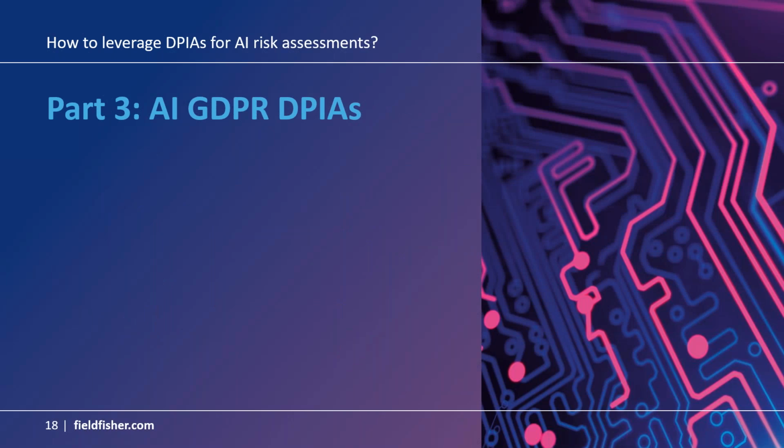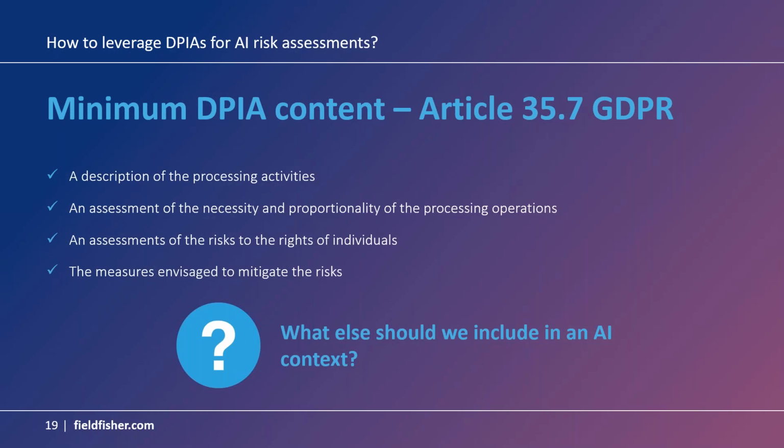Good afternoon, everybody. So I'm going to take care of the DPIA in an AI environment. We know that the fundamentals of any DPIA are the description of the processing activities, the assessment of the necessity and proportionality of the processing operations, an assessment of the risks to the rights of individuals, and then the measures envisaged to mitigate risks.